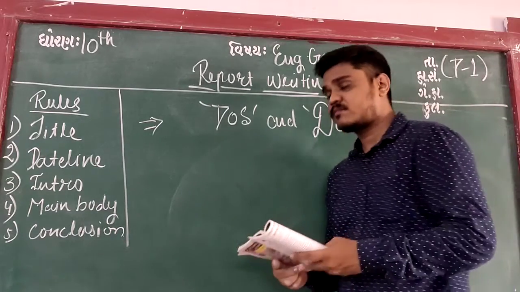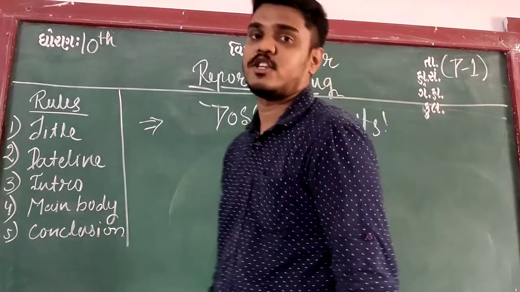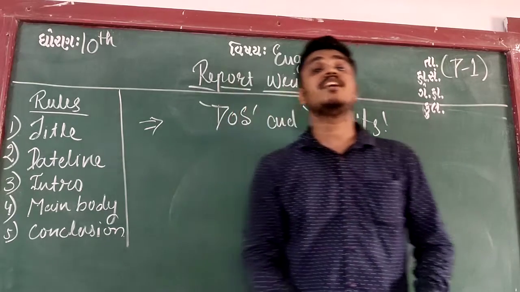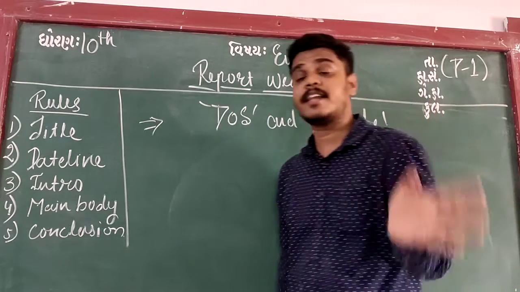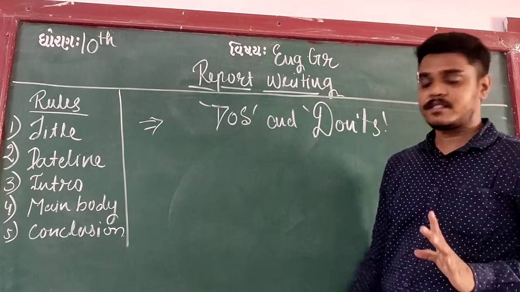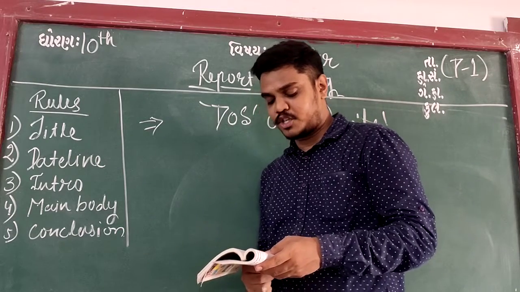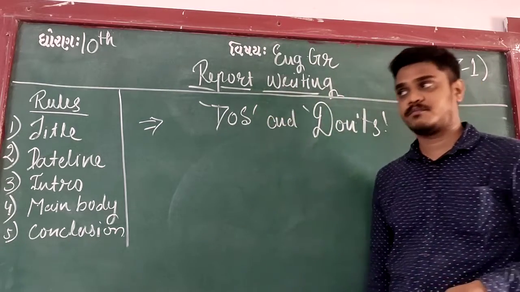So first, it should be in the past tense. Report should be in past tense, not present tense. The incident already happened there. You are mentioning that it already happened, so it is past tense. Also, if the doer is unknown or insignificant, passive voice should be used to make it effective.